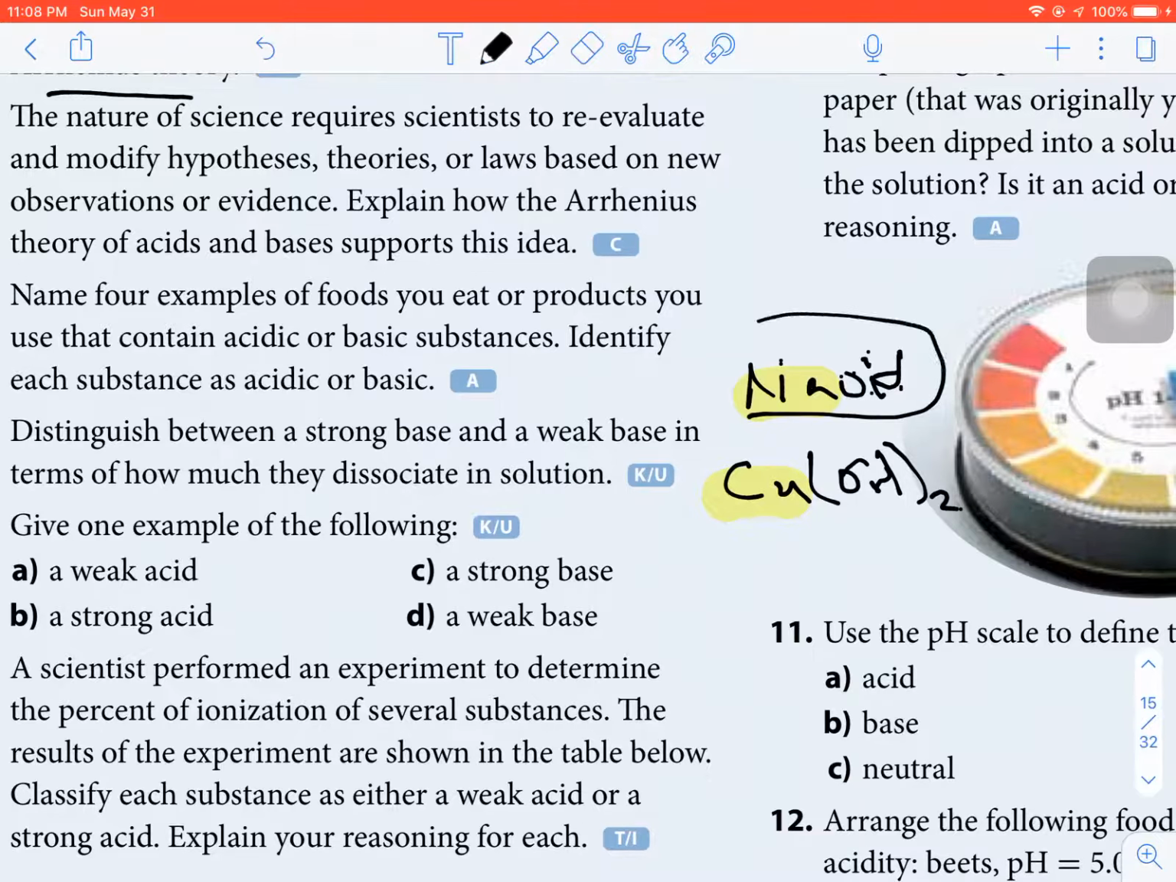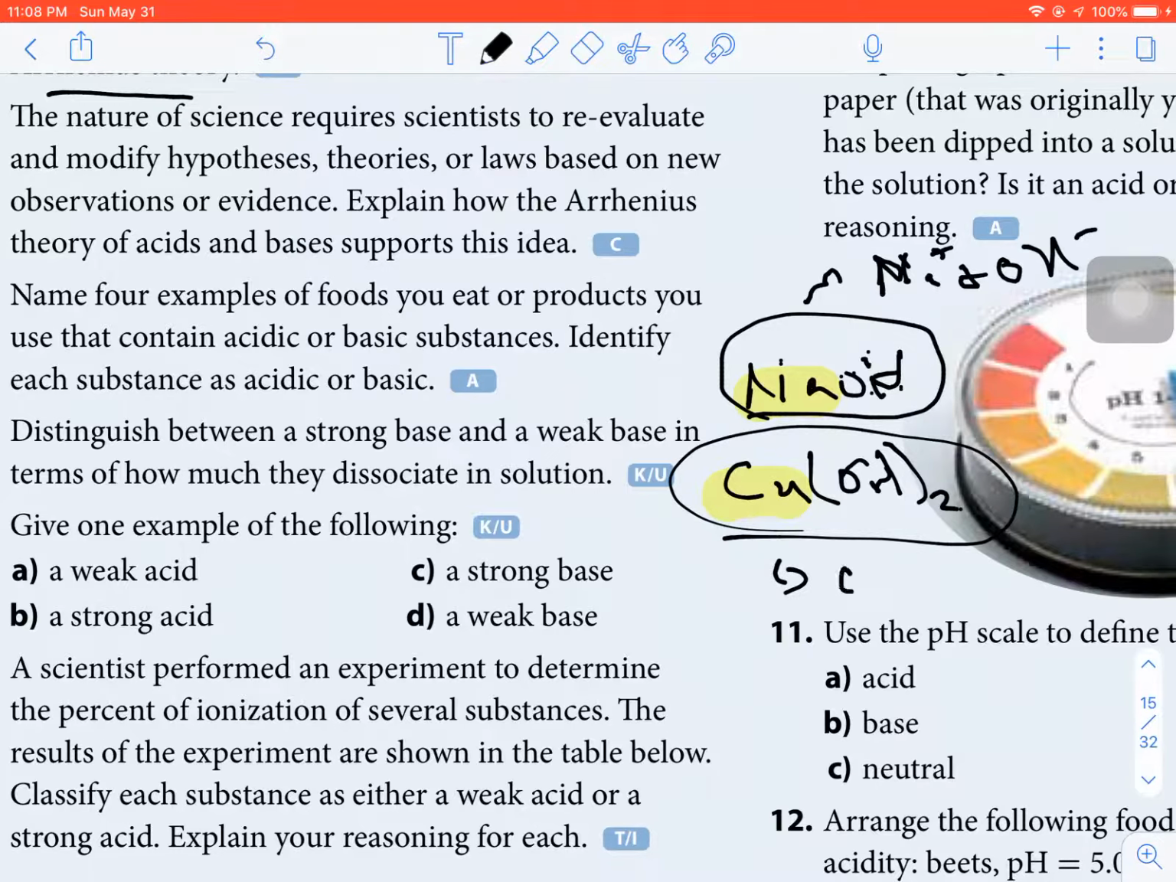Now, the question says, in terms of how much they dissociate, when I put this one in water, it's a strong base, it will separate 100% into sodium ions and hydroxide ions, Na plus and OH minus. When I put this one in water, some of it will separate into copper 2 plus ions plus 2 hydroxide ions. But it's a weak base, so probably less than 1% of this will actually become ionized. Most of it will stay as copper 2 hydroxide. It will not release a lot of hydroxide ions.